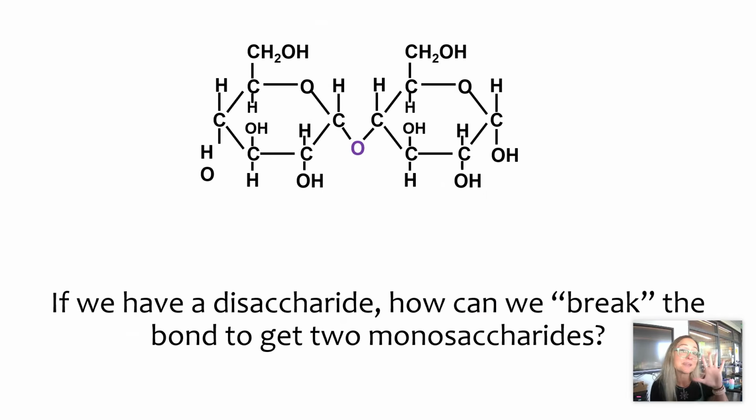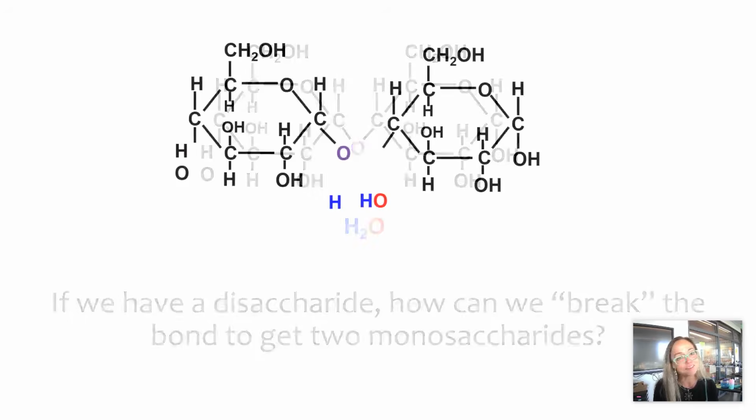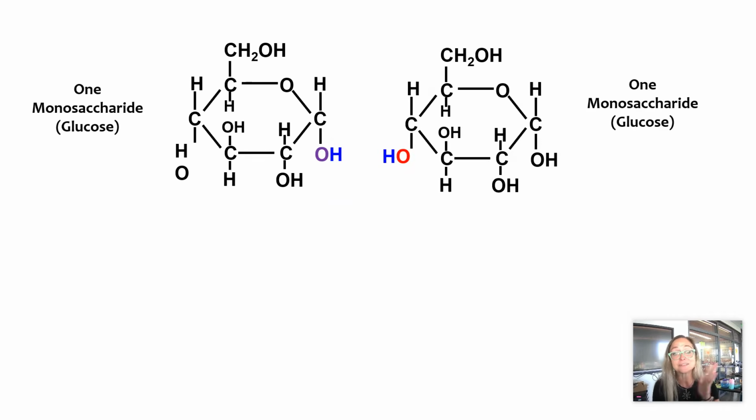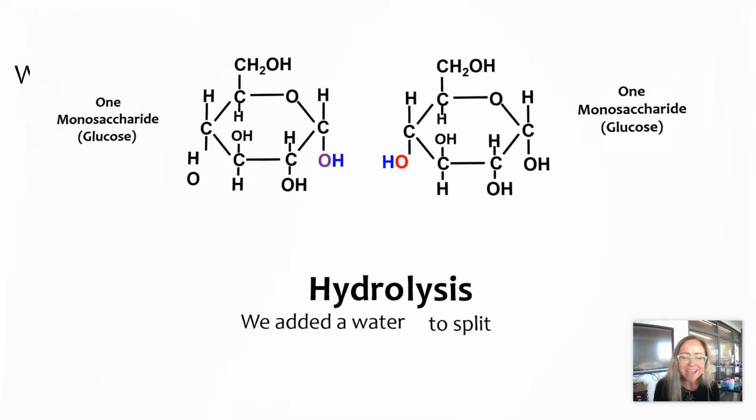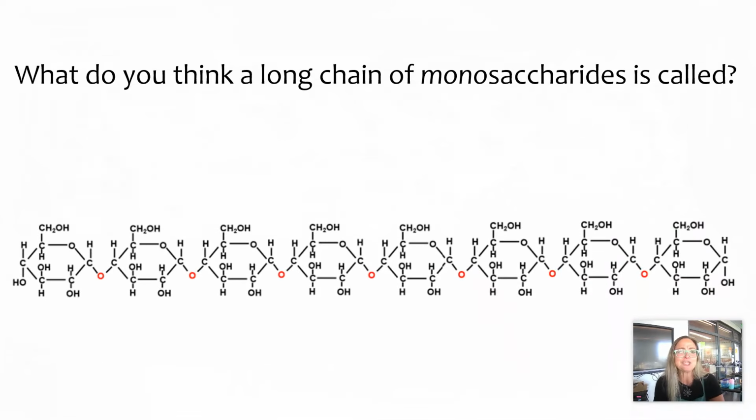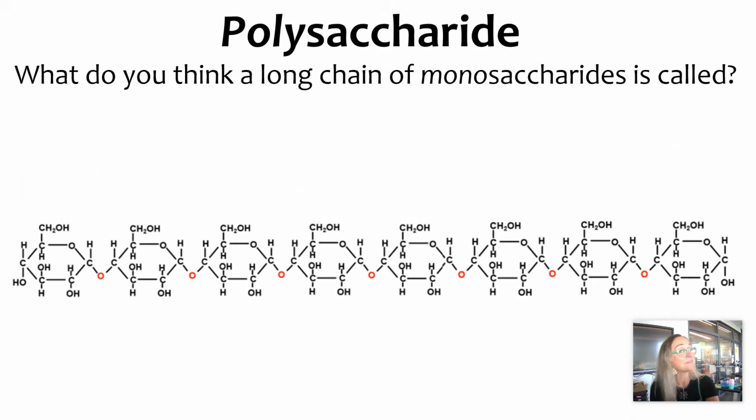Now, in order to split apart a disaccharide, this is where hydrolysis comes into play, where we would add a water to split it. A disaccharide is simply two monosaccharides joined together. A really common example of a disaccharide would be sucrose, which is your table sugar. If you add sugar to your coffee, that is sucrose. Anyway, what do you think it would be called if we had a chain of monosaccharides? Right? The perfect name would be polysaccharide, many sugars.